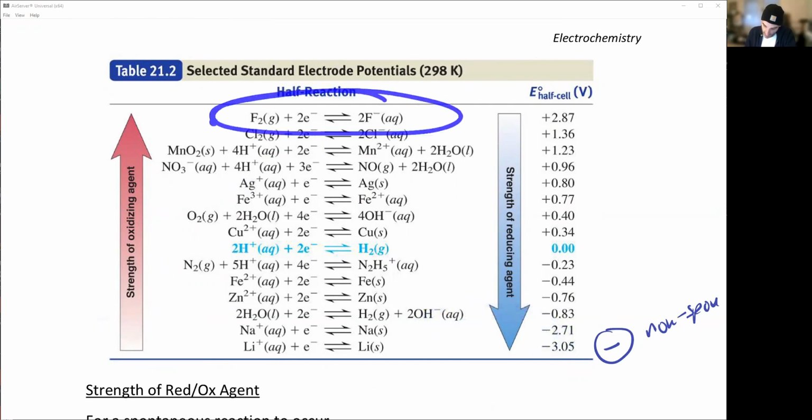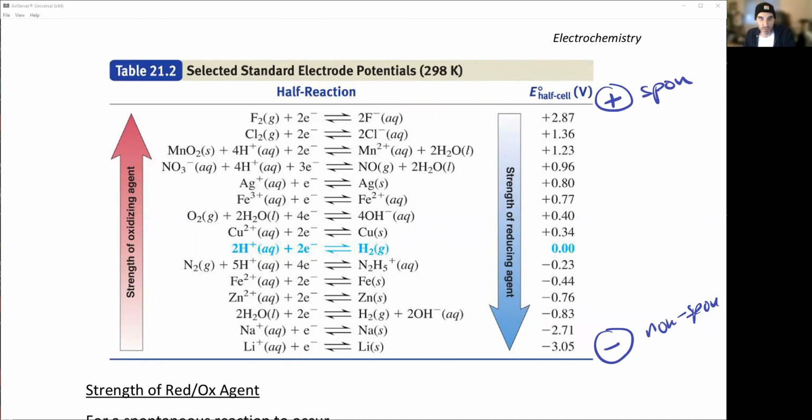Much like the other half here, fluorine is happily going to gain those charges. In fact, it's the most reactive thing on the periodic table. So this positive is saying that this is in fact spontaneous. It is a great oxidizing agent because it loves to be reduced. That's where that whole idea is backwards, right? So positive means it likes to happen, negative means it doesn't want to happen.